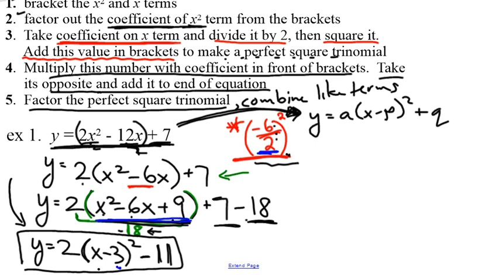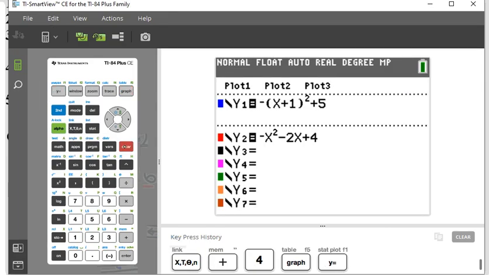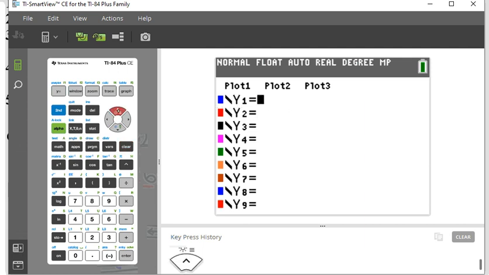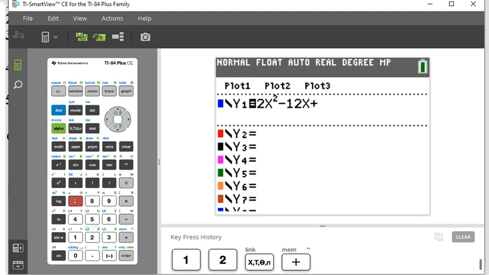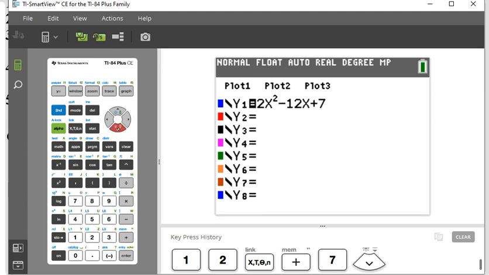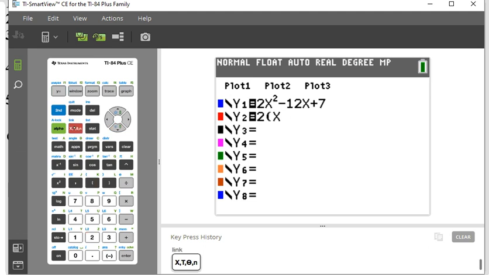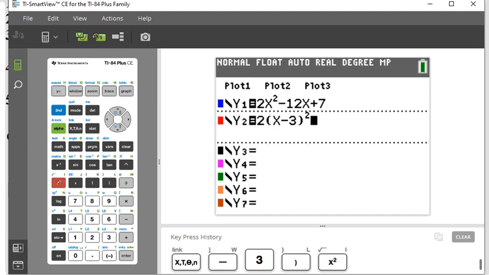So what can we do? Let's check that this is correct. So let's go to our calculator, because I did it algebraically, but I'm just doing a check. We started with 2x squared minus 12x plus 7. And we finished with what we think is the correct vertex form. 2 times x minus 3 in brackets all squared. And then we had subtract 11.